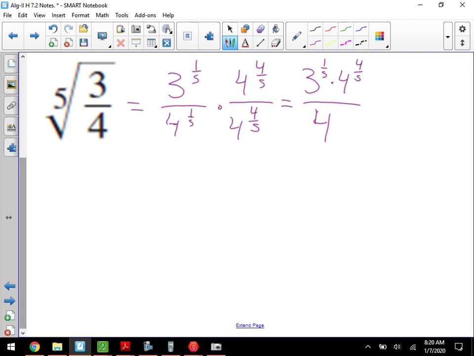Again, it is so much easier. You can do this with nth roots if you want, but I'm going to say stay away from the nth roots. Go to the fractions because fractions are easier to see. They're so much easier to work with in this case, right?